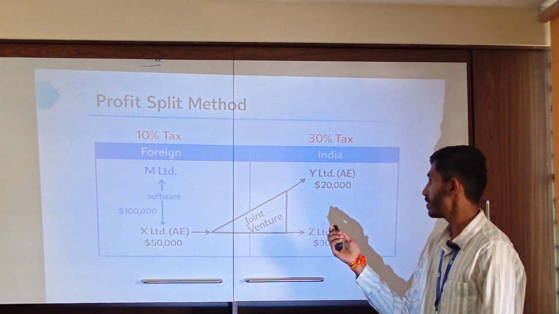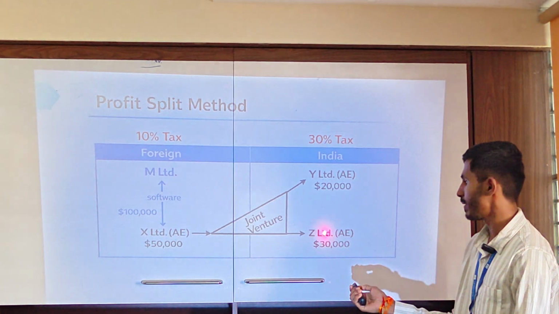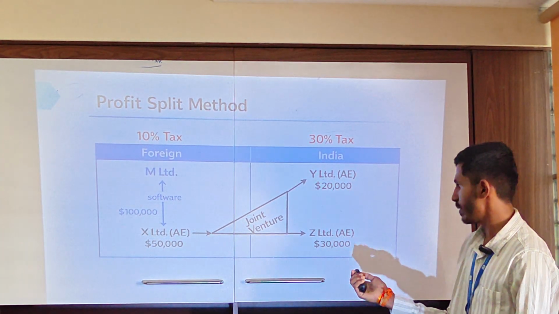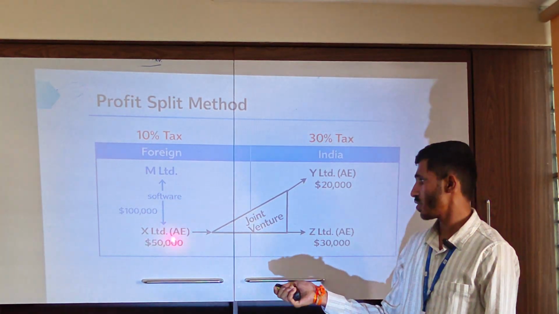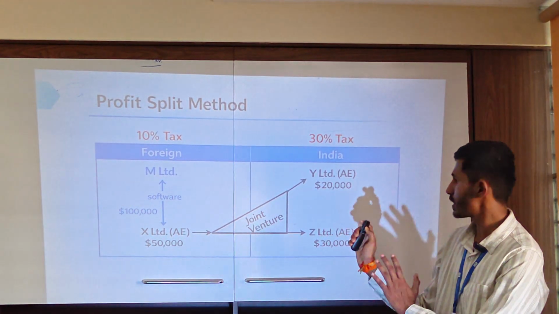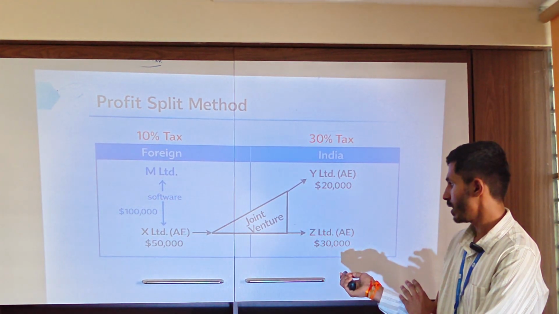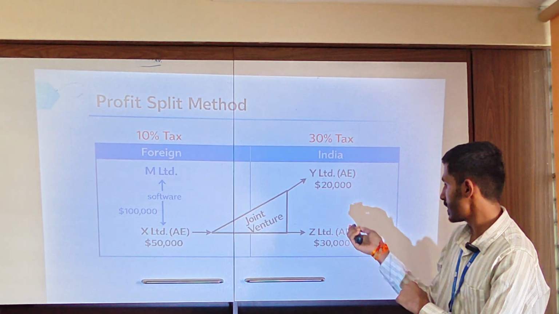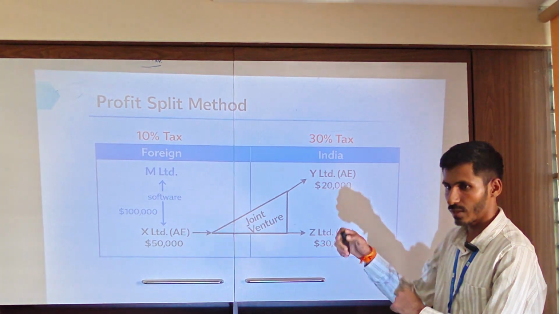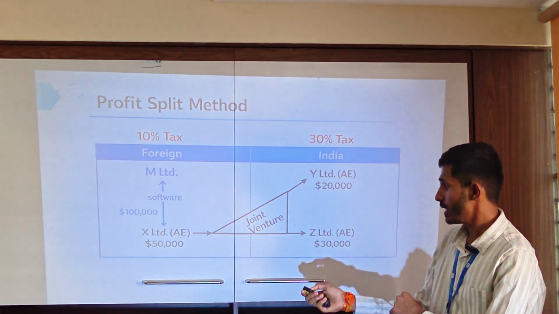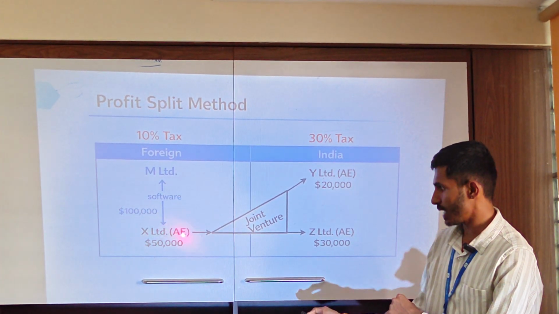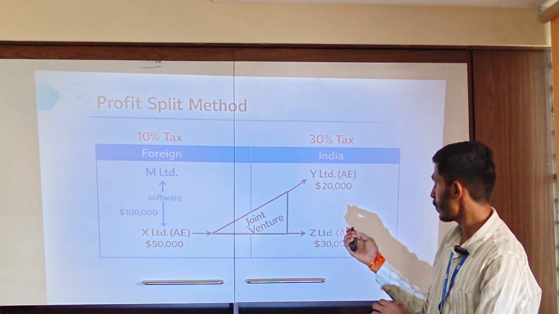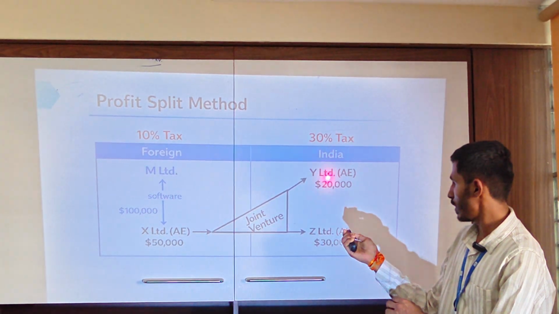Tax authorities are concerned about X Limited and Y Limited, and Y Limited and Z Limited. So tax authorities are not concerned about X Limited. They are only concerned about Y Limited and Z Limited. However, in reporting, as we will see in upcoming slides, they will take the transaction with this also. But from the tax point of view, they are going to look into Y Limited and Z Limited.